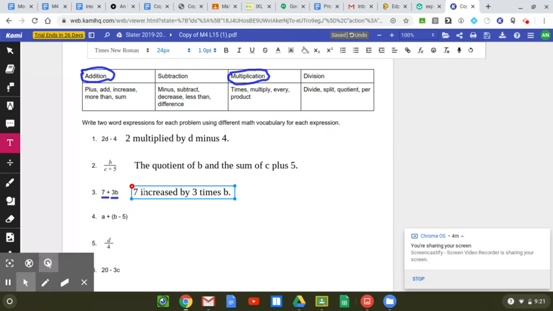So you're going to try to come up with another example that doesn't use both of these exact terms. Maybe you could say 7 plus 3 multiplied by B, or you could even say 7 plus 3 times B. You don't have to use both of the words differently.